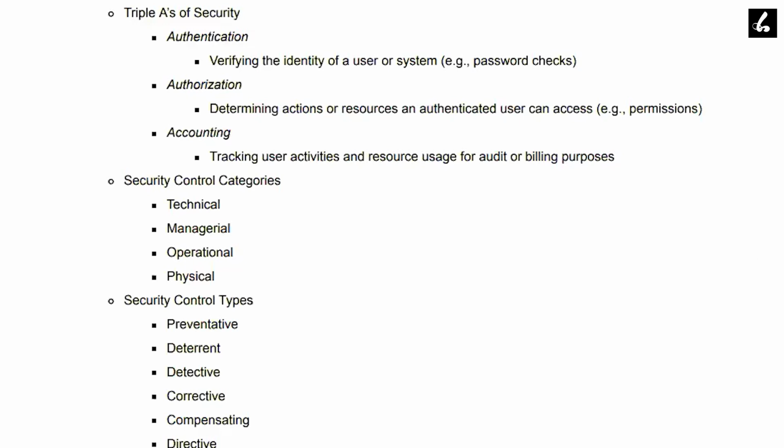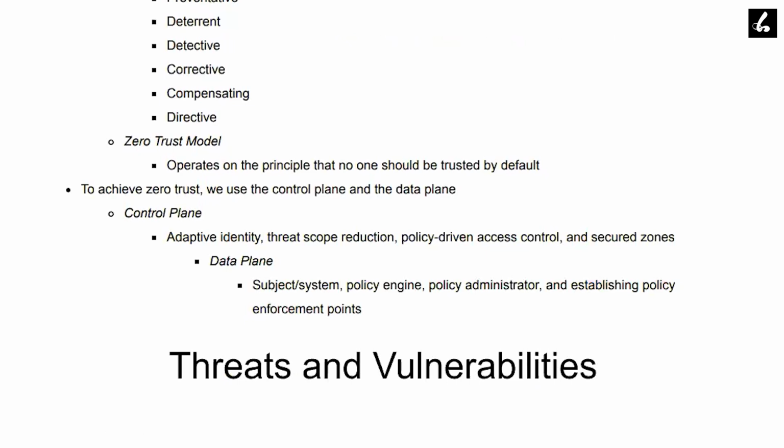Then we have the zero trust model. What is the zero trust model? It works on the principle that no one is safe, no one is secure. We can't trust anyone by default. To achieve zero trust, we should have a plan. We have a control plane and a data plane. The control plane should provide threat scope reduction, so the scope of threat should be low.